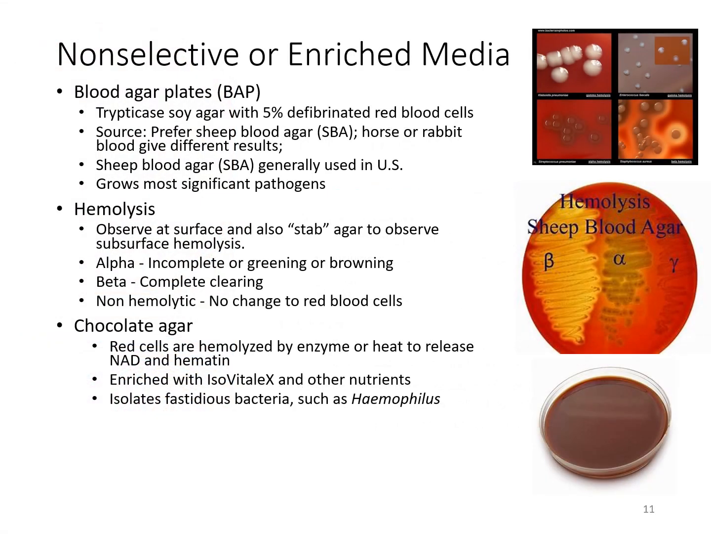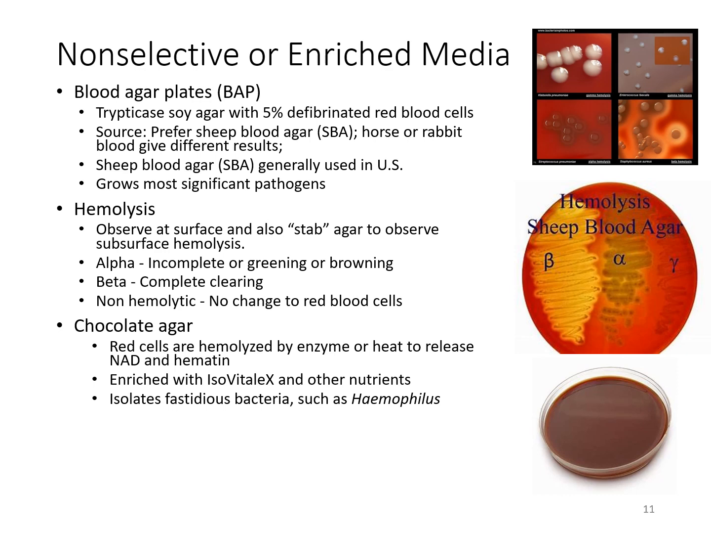Some examples of your non-selective or enriched media are going to include your blood agar plates. And this is what you're going to use primarily in micro. Pretty much every specimen you set up will have some sort of blood agar plate. Within your blood agar plate, you've got this mixture of things: the trypticase soy agar with a 5% type of red blood cells that's added in. We prefer sheep blood agar because horse and rabbit blood can give different results. So sheep blood agar is generally what is used within the U.S., and it will grow the most significant pathogens.